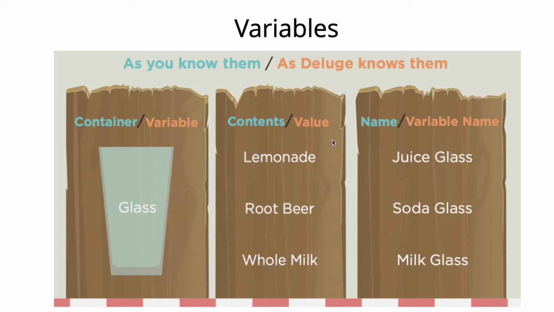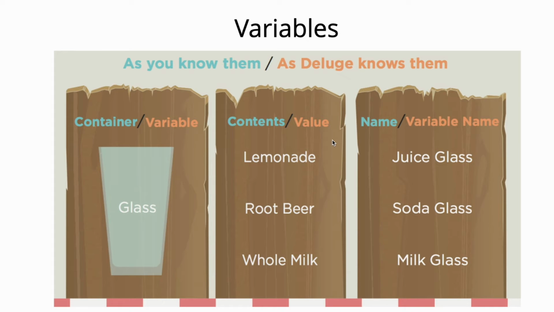Okay. So let us take it with an example. Let us say we have a container. It's just a glass container. There is nothing in it. So when it's empty, we just got it as a glass. But when we pour a lemonade into that, or a root beer, or a whole milk, right? Depending on the content which has been added into that particular glass or the container, the name of that container changes. When we put lemonade, it becomes a juice glass. When it's a root beer, it's a soda glass, and when it's a milk, it becomes a milk glass, right?